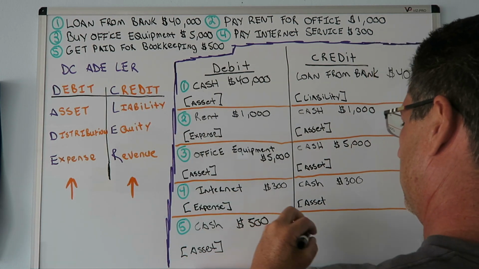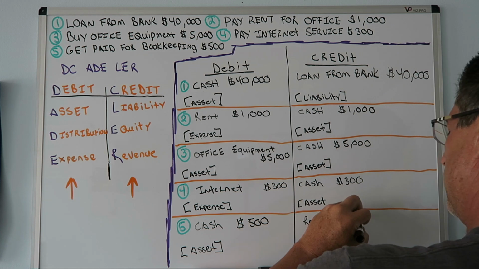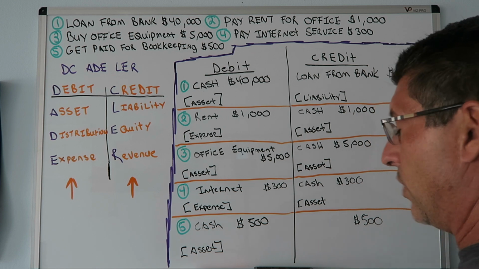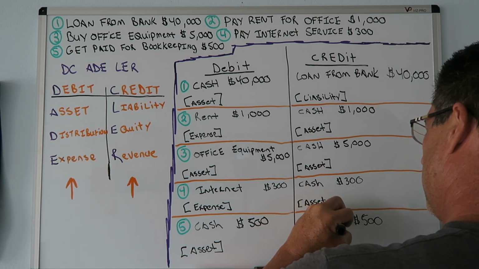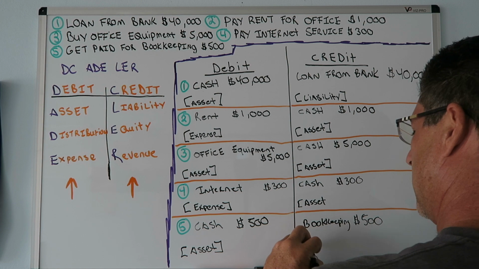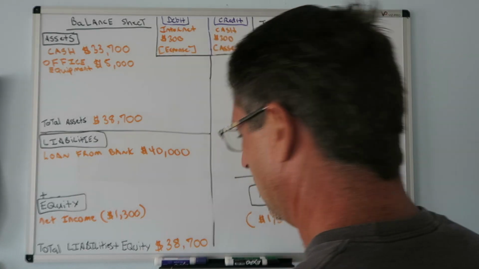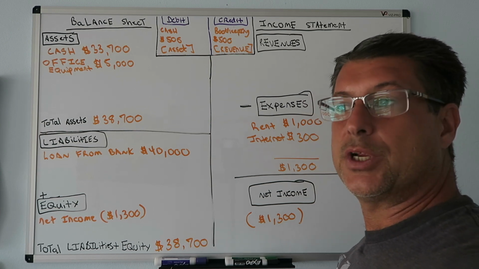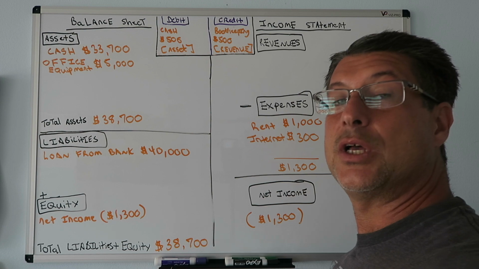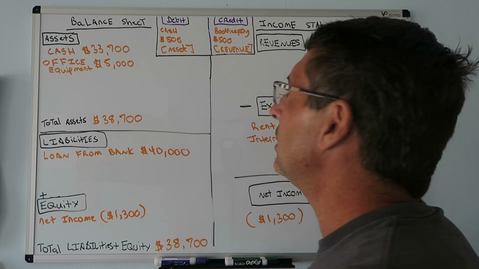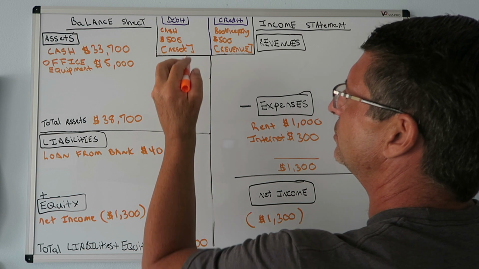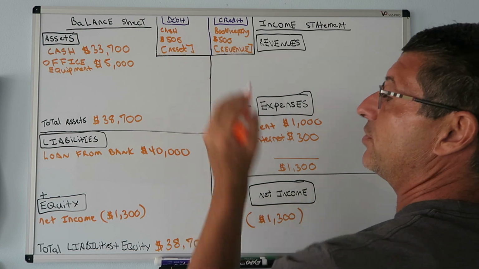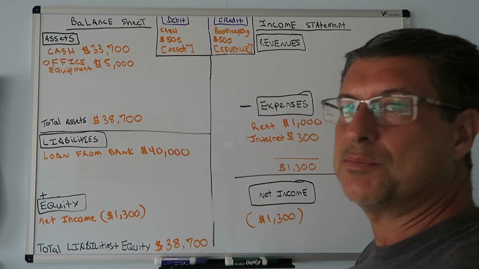So we're going to say a revenue. Revenue over here, $500. Bookkeeping is why we got a revenue. Bookkeeping, $500, and it's in the revenue bucket. Let's go to our 5th one. All right, so our 5th and final journal entry of our little transactions is cash $500, which is an asset, and our credit is bookkeeping $500, which is a revenue. We finally got some money coming in.